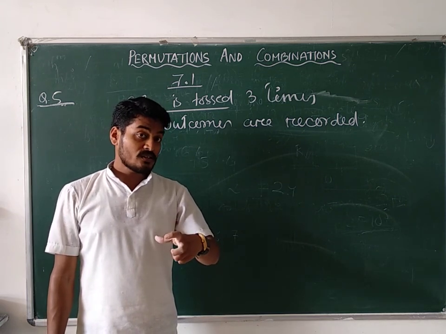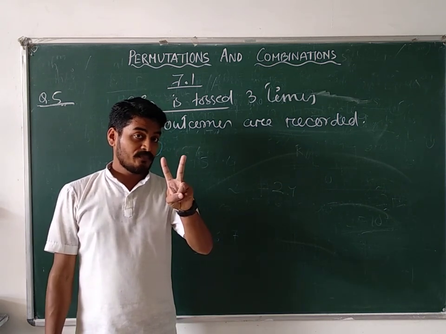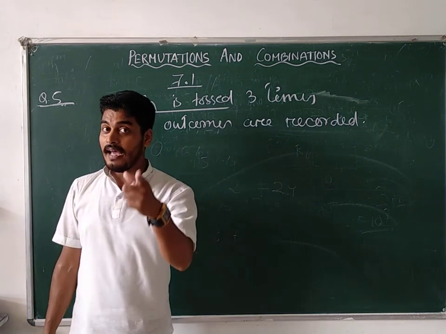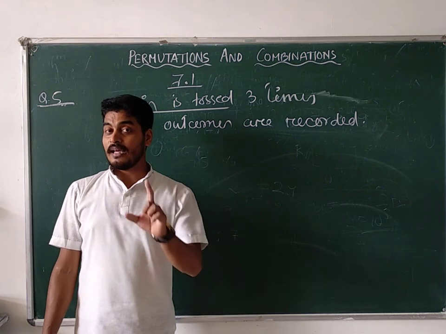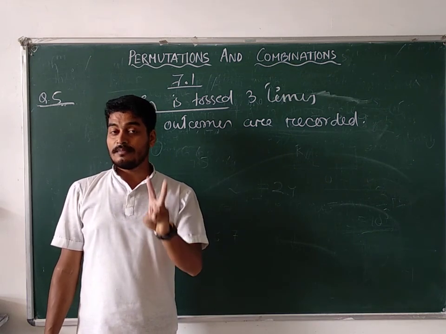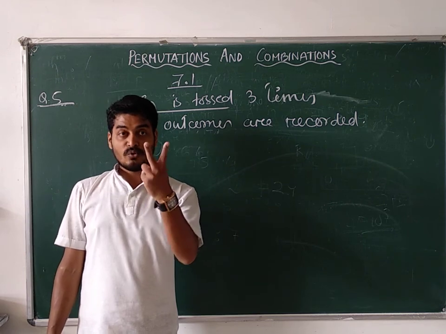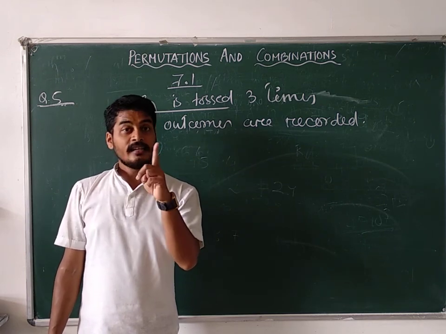If a coin is tossed, a coin has 2 different sides, head and tail. If a coin is tossed, either you will get head or you will get tail. That means if a coin is tossed, how many outcomes are available? 2 outcomes, head and tail.